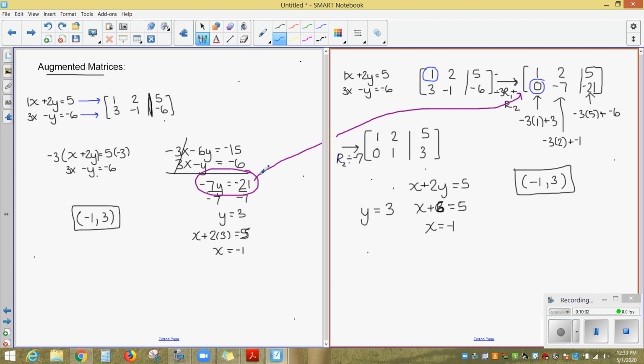Then I said if negative 7y equals negative 21, notice next we divided both sides by negative 7. That gave us our y. Now I know what y is. If I know what y is, I can back up one row and I can find x.